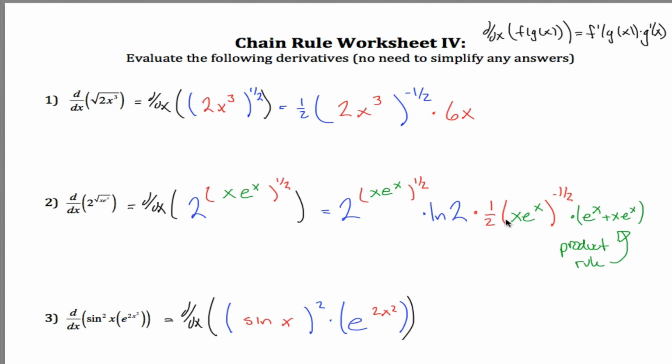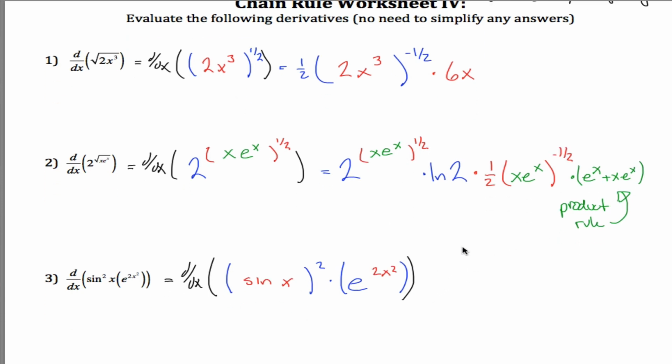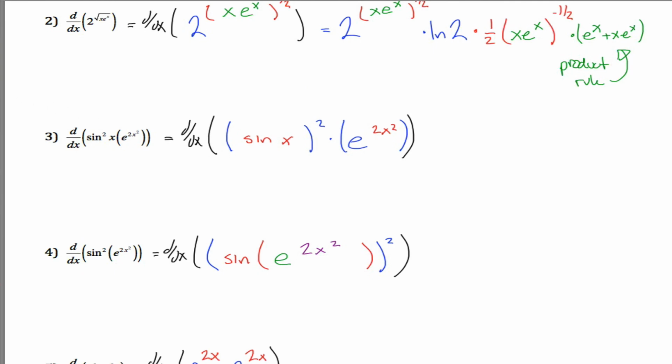Something times something else, f, g. F prime is 1, g prime is e to the x. You end up with this right here. Again, lots of different ways you can rewrite this. You can collect like terms. You can probably cancel stuff out. I'm not going to bother. I'm going to leave this looking just like this. Okay, moving on.